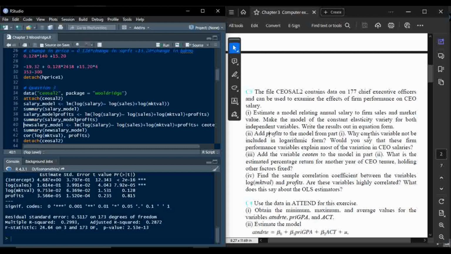Okay, and would you say that these firm performance variables explain most of the variation in CEO salaries? Okay, so in this case also the R squared value is 0.299. It's almost the same. And together these variables explain almost 30% of the sample variation in log salary. So this is certainly not most of the variation.